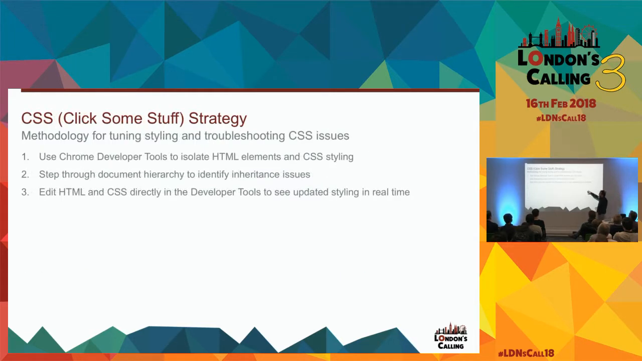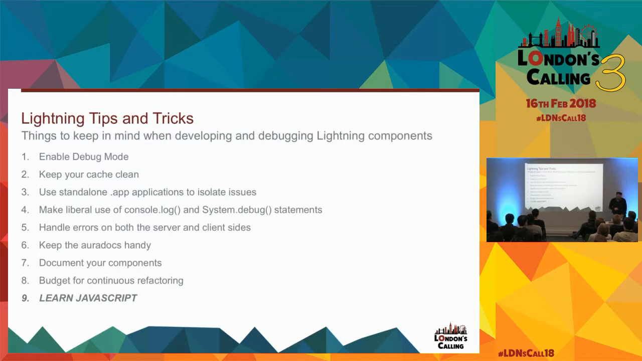So let me get through the CSS strategy, call it click some stuff. One of the things that you'll find about the Chrome inspector, the Chrome developer tools, is you can actually inspect something and you can go in and change the source code. You can actually inject your own CSS and you can see what's going on. So if you're having styling issues, you can inject your own styling, change the styling, see how it appears in the browser, learn that lesson, and then go in and apply it to your style resource. Okay, tips and tricks.